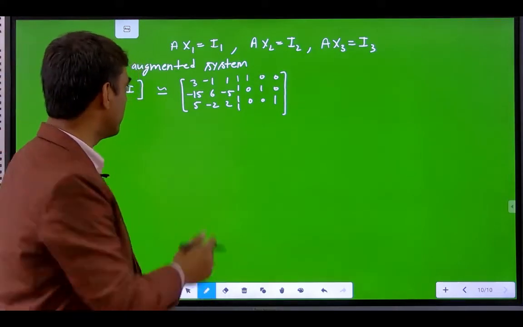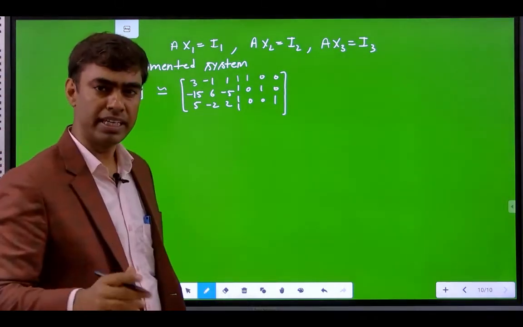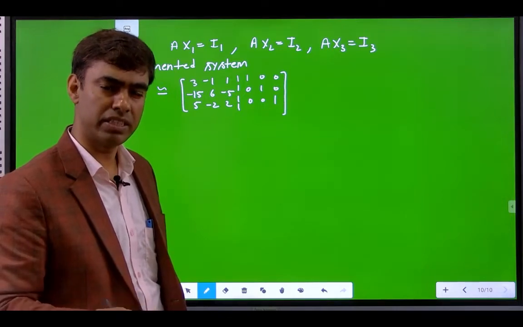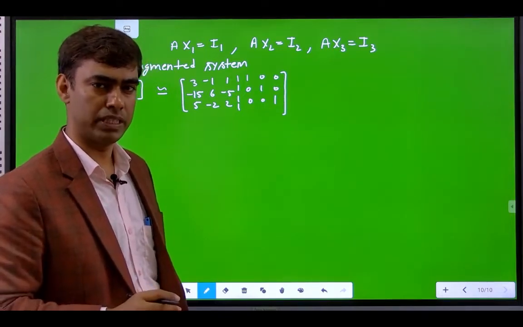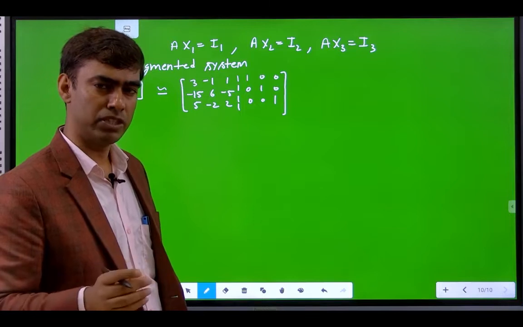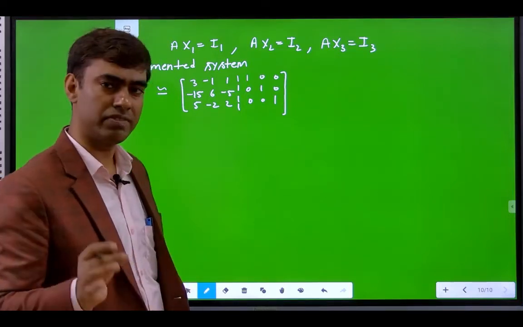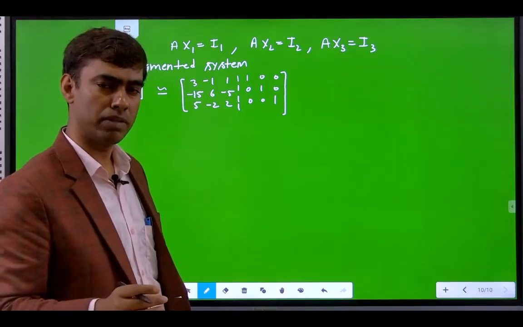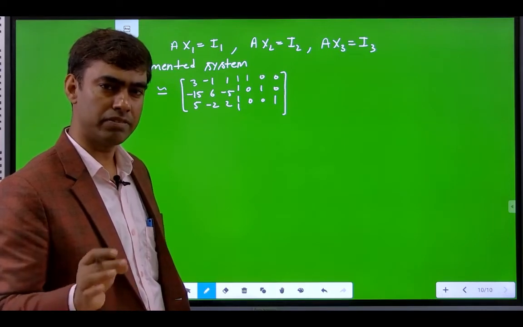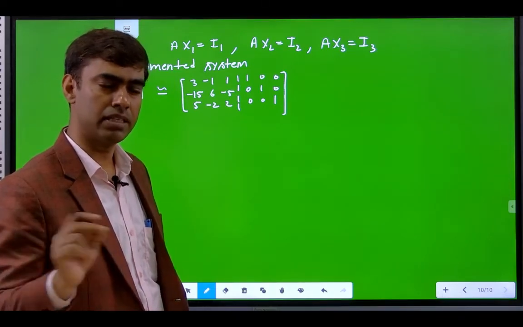Now we convert this matrix A into a diagonal matrix in the Gauss-Jordan method with the help of row transformations. This means we first normalize the first equation, then perform row operations and eliminate the first variable from the second and third equations.